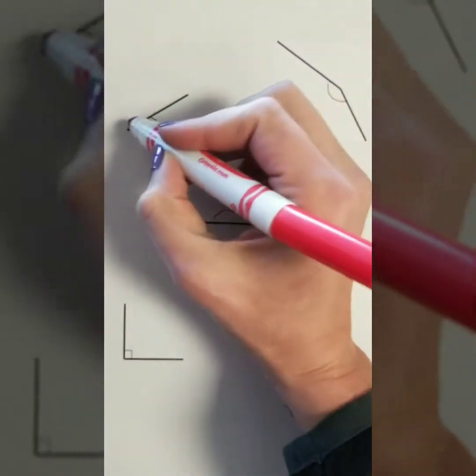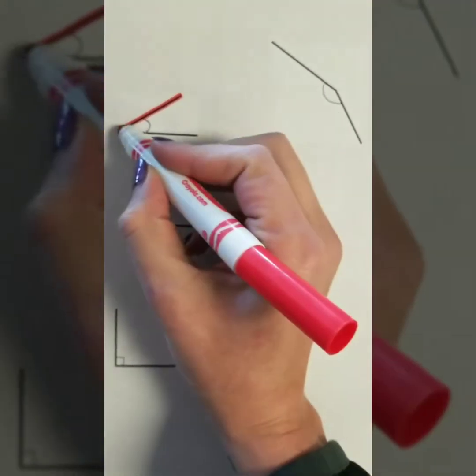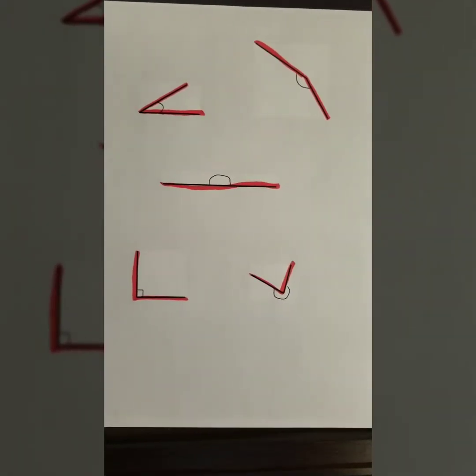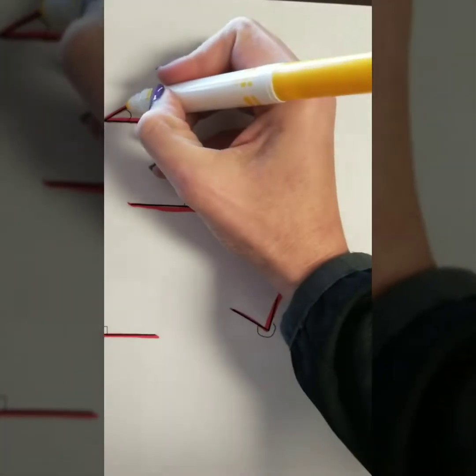Okay, first you're going to trace the legs or the lines of each angle in red. Then you're going to trace the angle measurement marks in yellow.